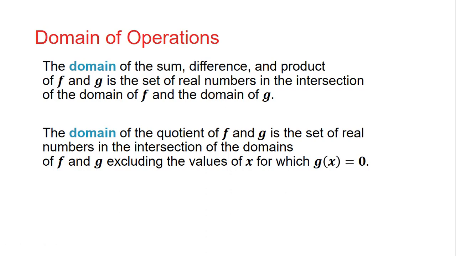For the domain of these operations, the domain of the sum, difference, and product of f and g is a set of real numbers in the intersection of the domain of f and the domain of g. Intersection means that it is the set of numbers in both of those domains, so that it is the common elements. For the quotient, we have to have one additional requirement, and that is we have to exclude the values of x for which the denominator, g, is equal to 0 if we're talking about the quotient of f divided by g.